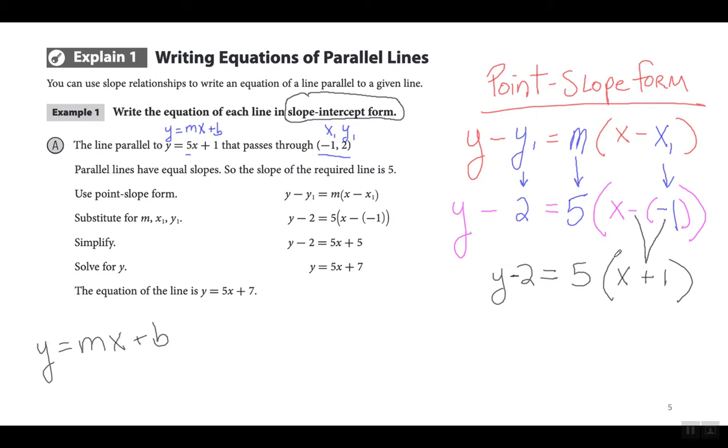Alright, so how am I going to do that? First thing I'm going to do is the distributive property. 5 times everything that's inside the parentheses. And that's going to give me this. Now my last step is I'm going to move the -2 to the right by adding 2 to both sides.